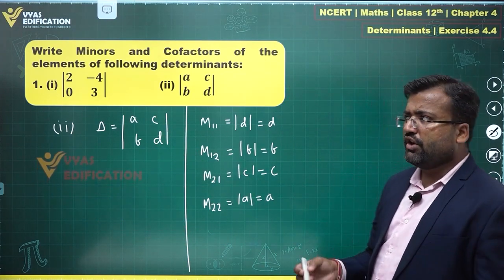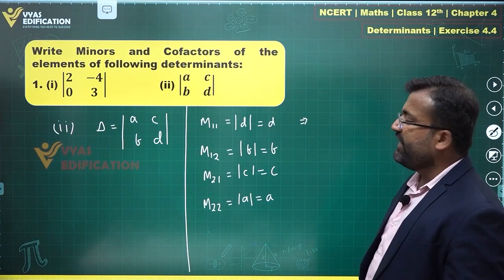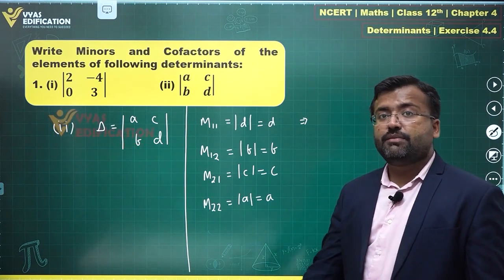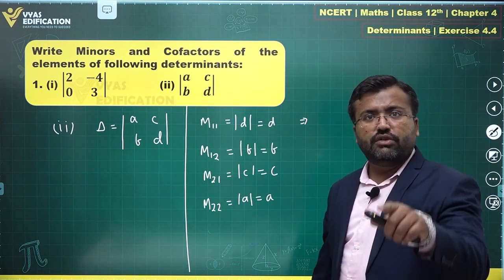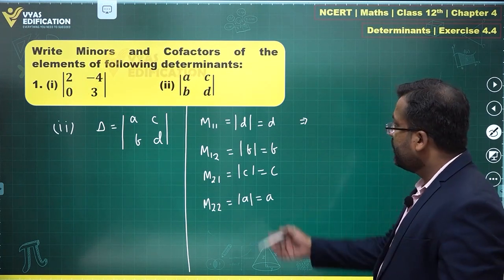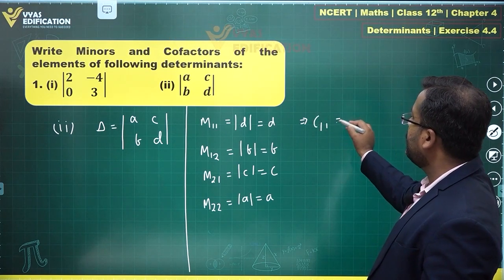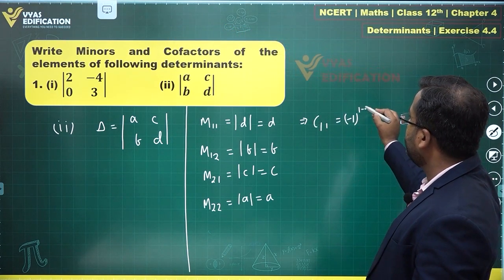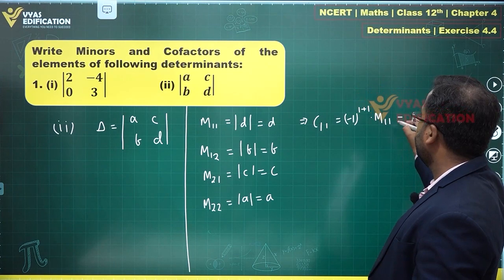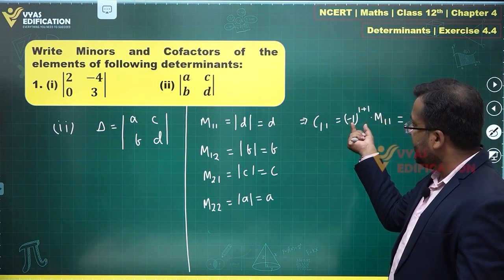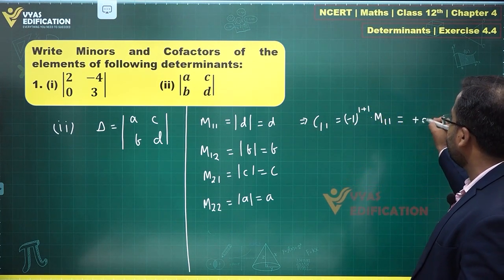On the basis of this, you can also find the cofactors. Cofactor of M11 will be C11, or you can also use another notation. Don't forget that cofactor can be represented by A11 as well. We'll denote C11. C11 is equal to -1 power 1 plus 1 times M11. Now that is same as this is a plus, right? So this will be equal to plus D.